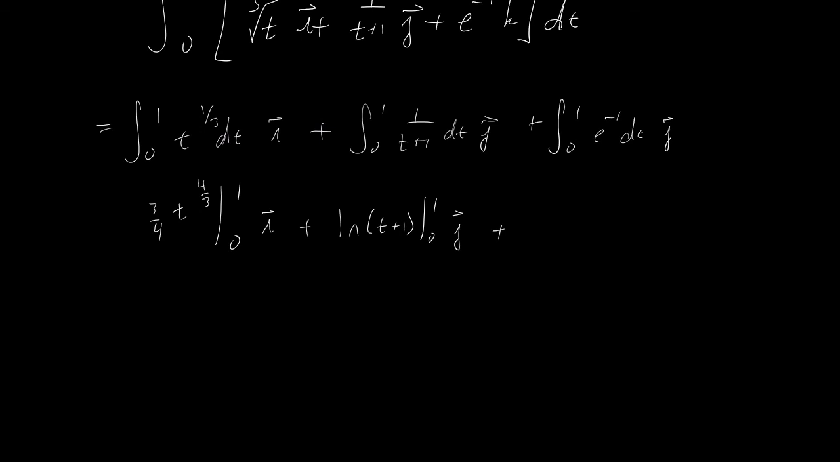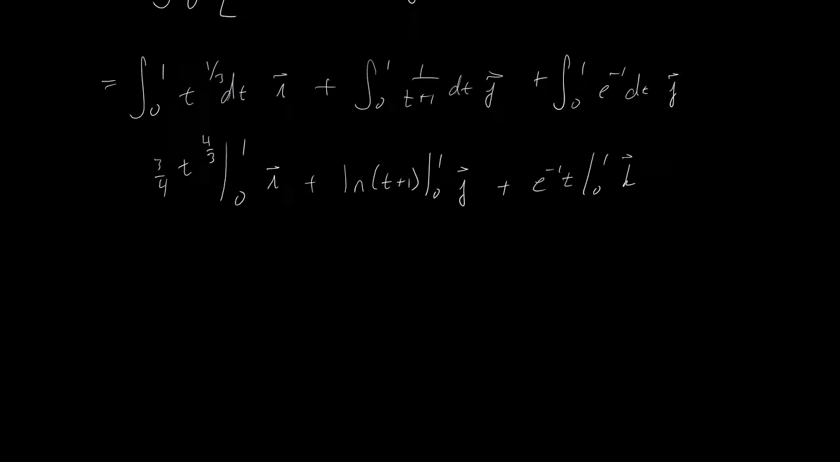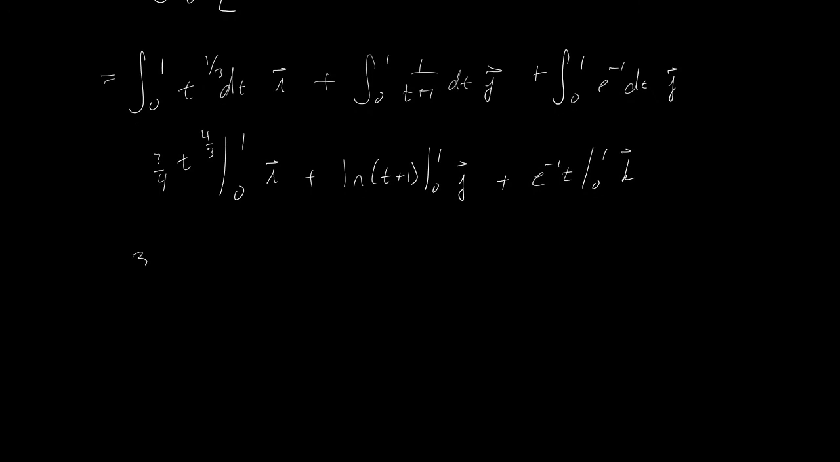Now, don't let e to the negative 1 throw you. E to the negative 1 is a constant. There is no t there. So this is just going to be e to the negative 1 times t, evaluated from 0 to 1 in the k direction. All right. So this is going to be 3/4 minus 0 to get 3/4, plus ln of 2 minus ln of 1, which is, of course, 0. That's the i direction.